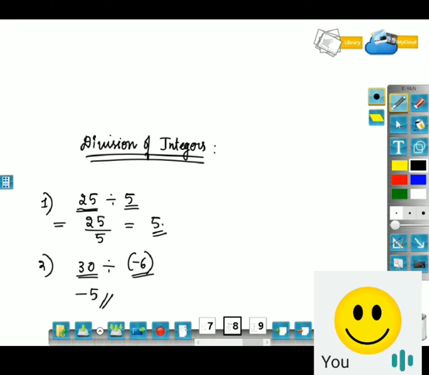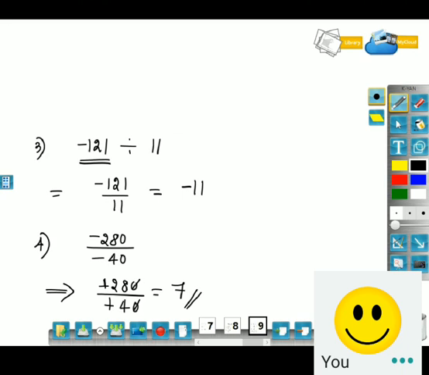If the signs are the same, on dividing, the answer will be positive. The same way, if the signs are different, on dividing, your answer will be negative. Similarly, in this one also, one number is negative, another number is positive. On dividing, your answer will be negative. Same way, when the signs are the same, both negative, on dividing two negative integers, the answer will be positive. Does anyone have any doubt regarding this topic, division of integers?